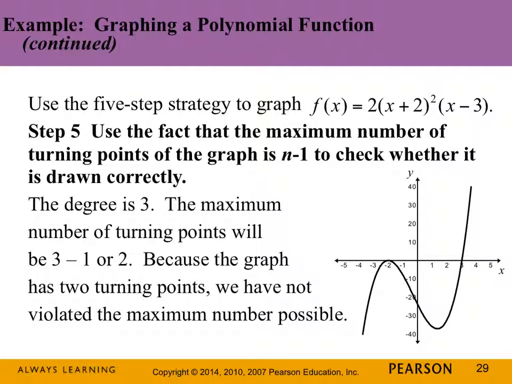And even though we've gone ahead and graphed, let's just do step 5, use the fact to figure out what the turning points are. The degree of the polynomial was 3. So the number of turns is at most n minus 1, and 3 minus 1 is 2. And if you check, we've got one turn here and a second turn here. So that certainly checks out.